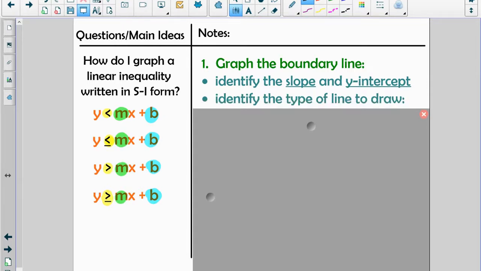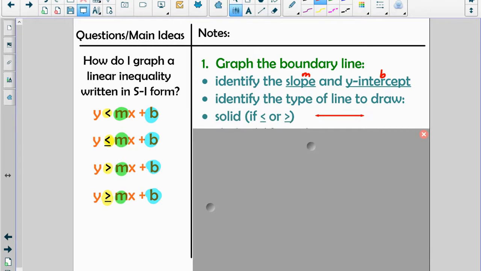So the first thing we want to do before we graph the boundary line is identify the slope and the y-intercept from the equation. And again, as a reminder, the slope is in the place of m, and the y-intercept is in the place of b in that inequality. We also need to use the inequality symbol to tell us what type of line to draw. Just like we saw in the previous lesson, we're going to draw a solid line if it's one of the inequalities that has the or equal to line underneath it, because that indicates that all of those solutions on the boundary are also actually solutions to the inequality.